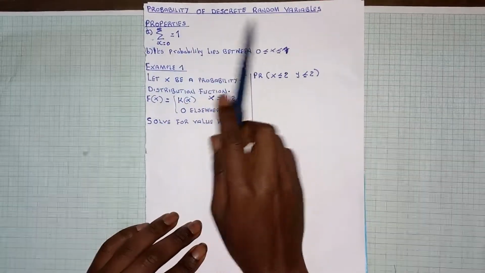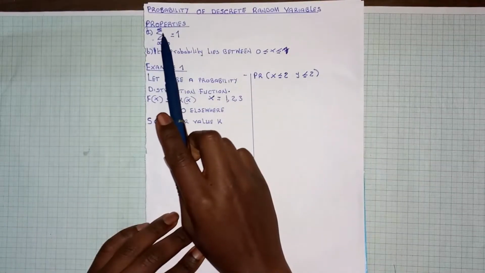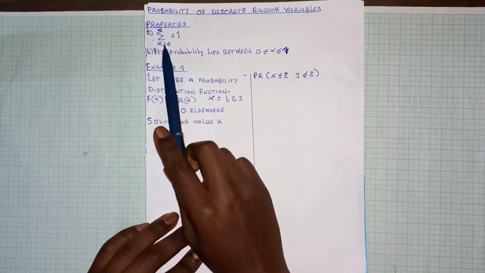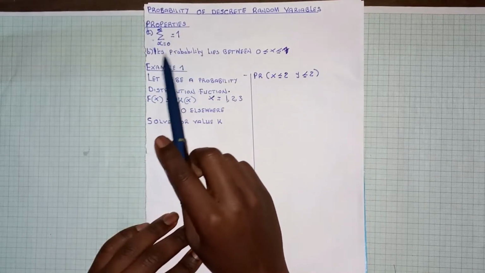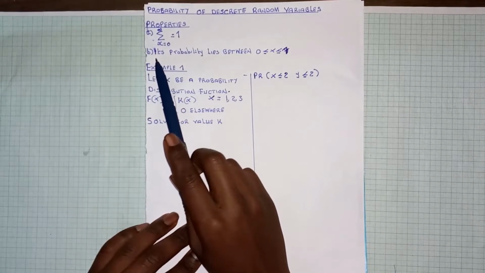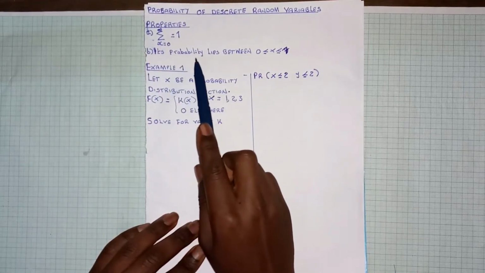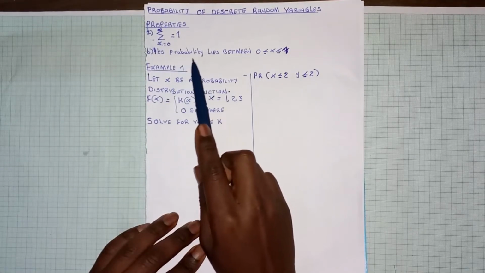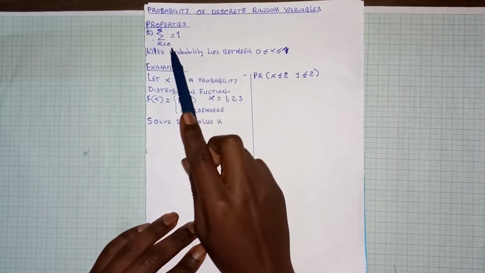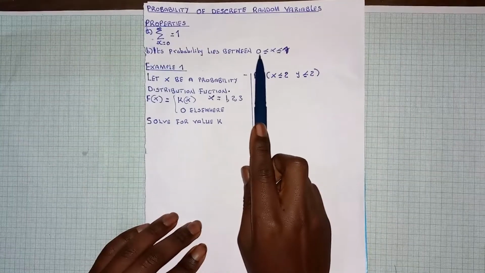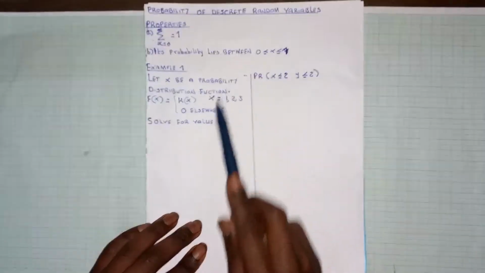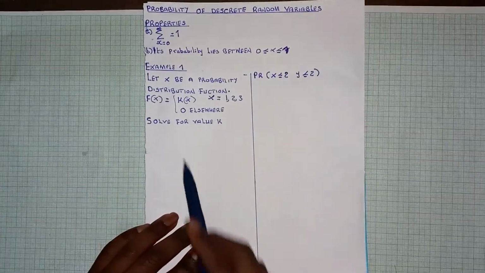Probability of a discrete random variable. Properties: the summation of all possible values of x is equal to 1. Another property is that the probability of each value of x lies between 0 and 1. So let us take one example.